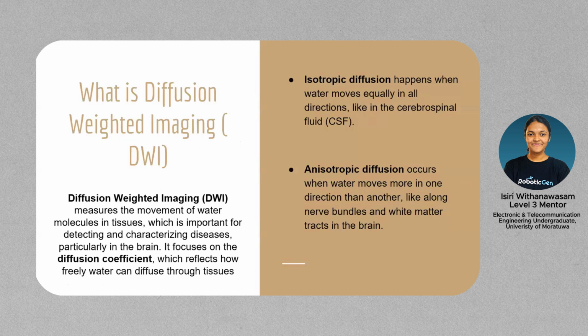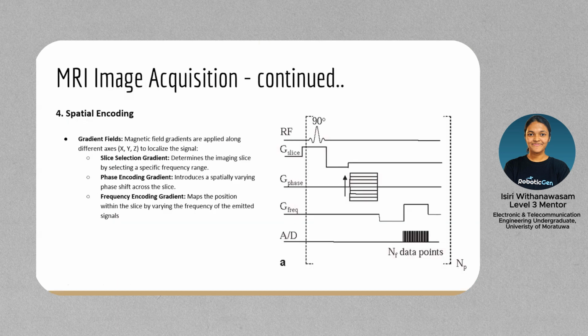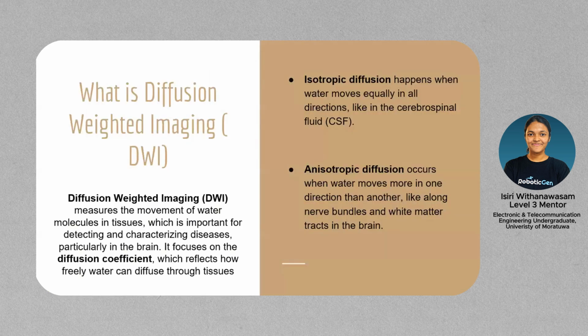Now I will be talking about diffusion weighted imaging. Diffusion weighted imaging, just like I mentioned, is an MRI technique, but instead of these main three gradients, we are using an external diffusion gradient to get the diffusion information of the water molecules in our body. That's how diffusion weighted imaging is produced. The diffusion coefficient measures how easily water can move.